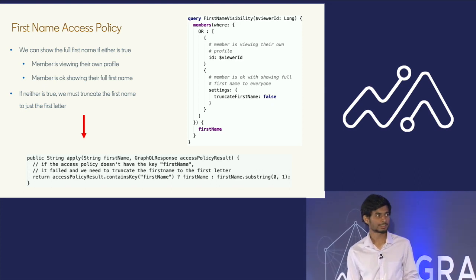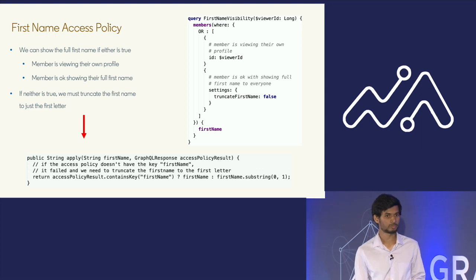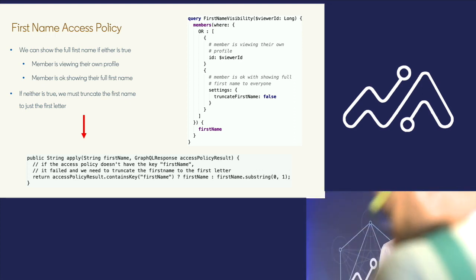It says, does the access policy result contain a key called first name? If it does, return the first name as is. If not, truncate it.